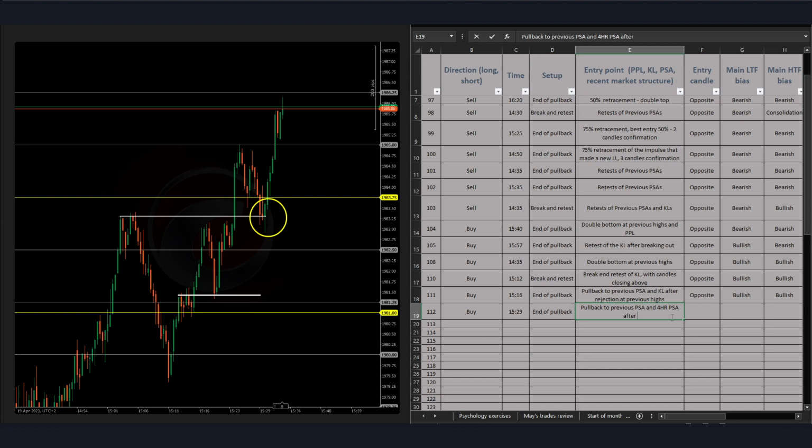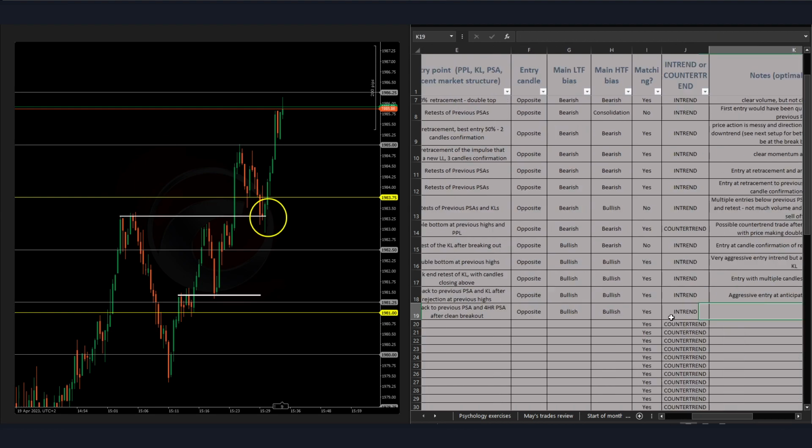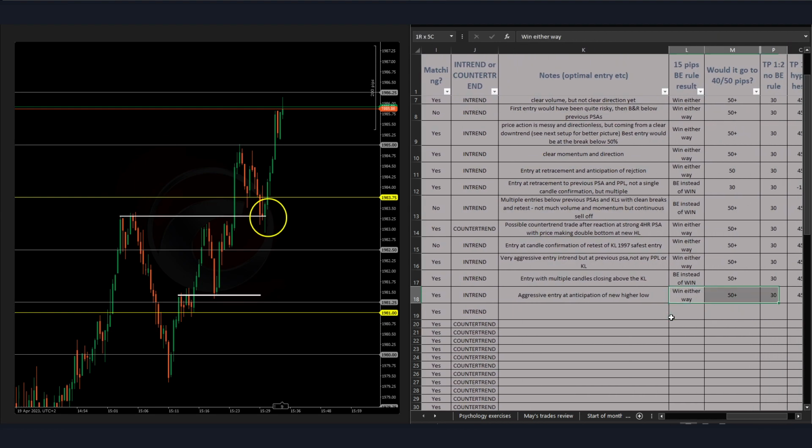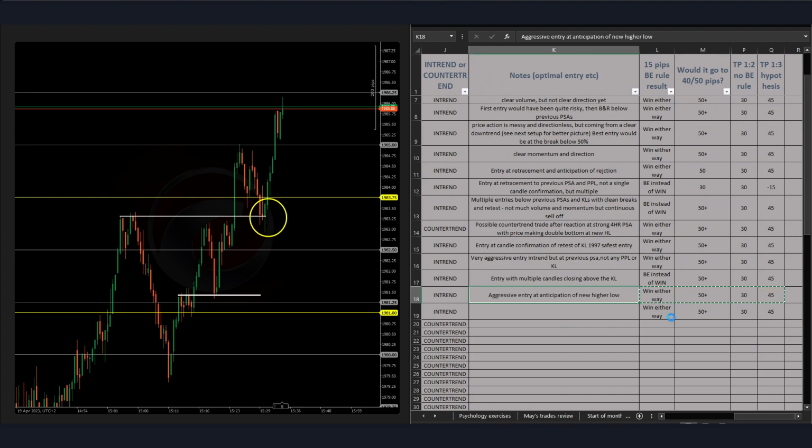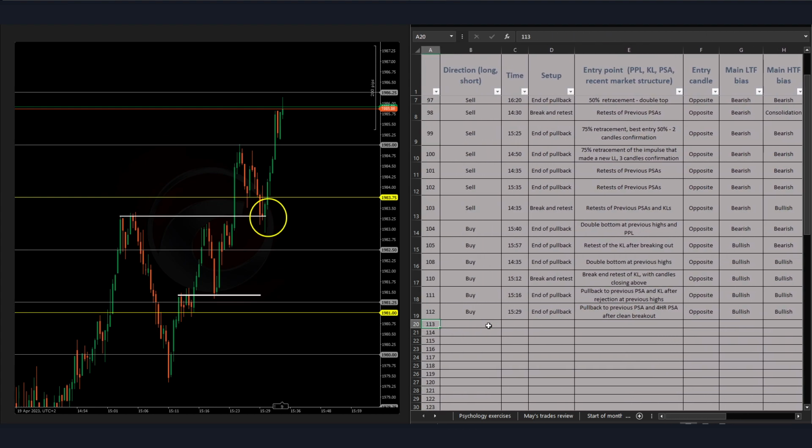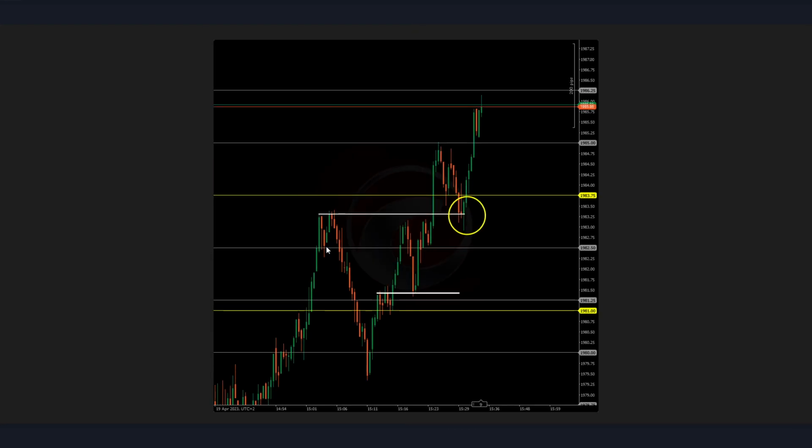After the breakout, best entry will be at the opposite candle, bullish. So that's also the same. Okay, so for now I will stop putting all this data because it gets too tedious. So I will just check the setups.